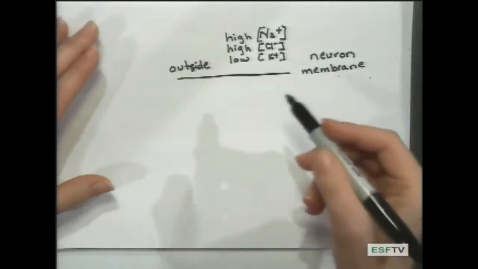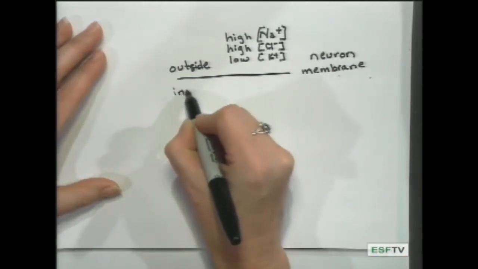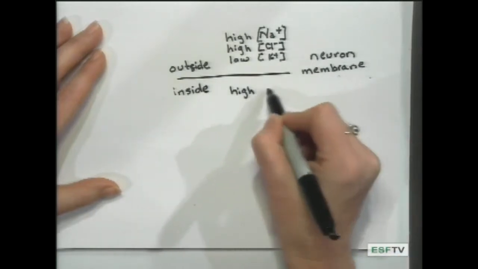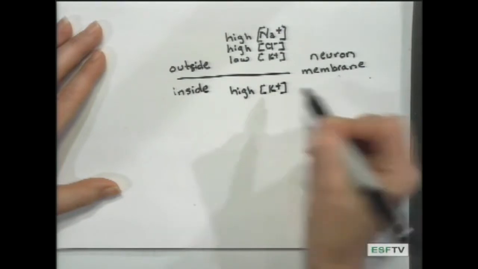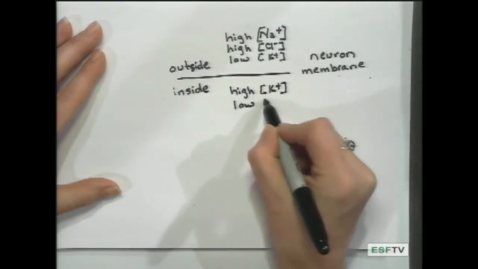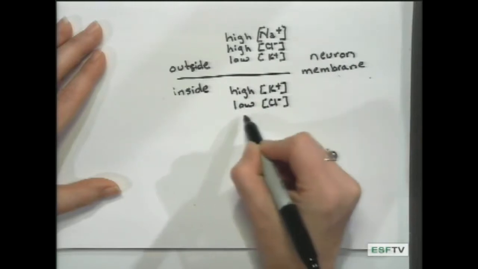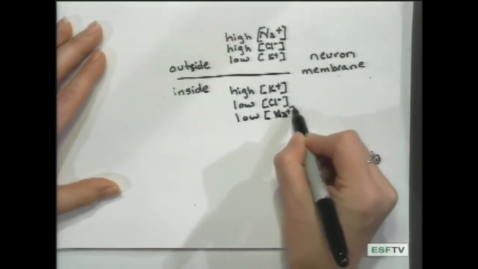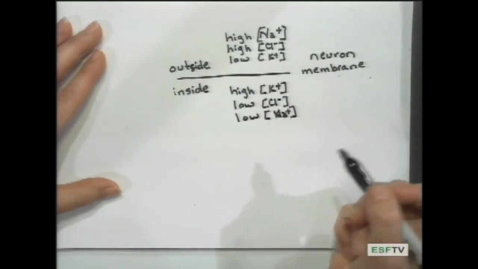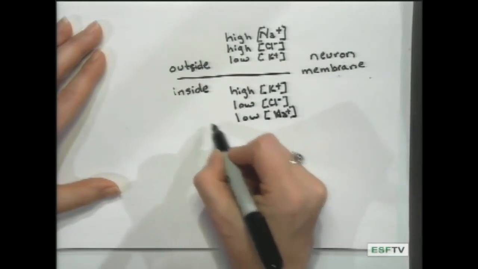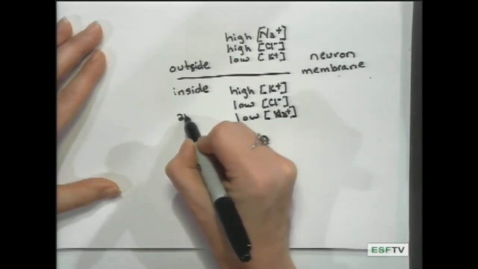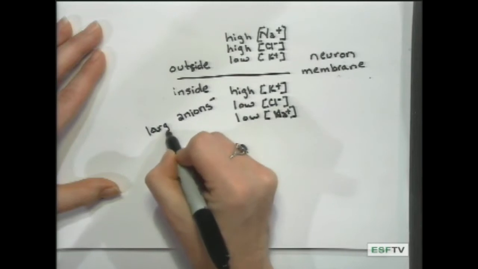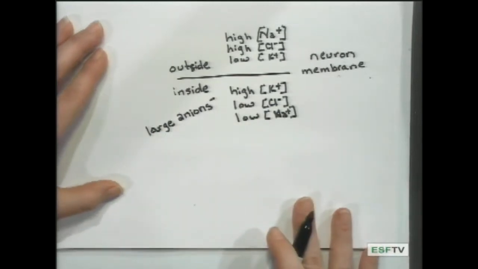On the inside of the cell membrane, you have different concentrations of ions. You have high concentrations of potassium. You have low concentrations of chloride. And you have low concentrations of sodium. As well, on the inside of the membrane, you have ions present. So these large anions are present within the cytoplasm of the neuron.